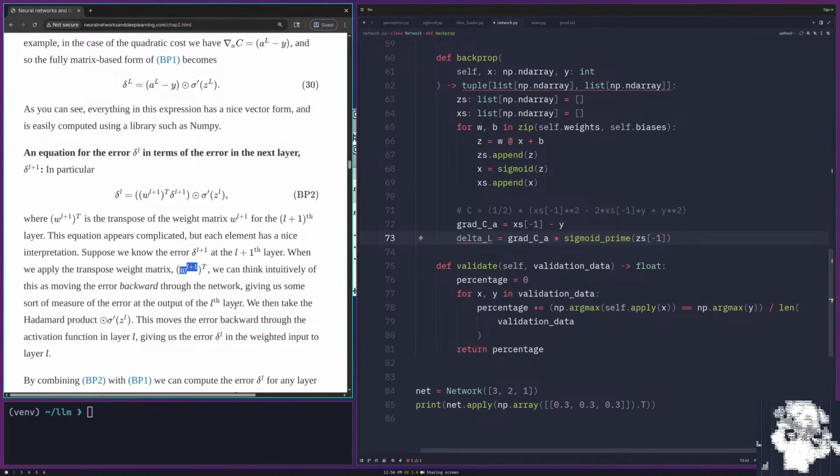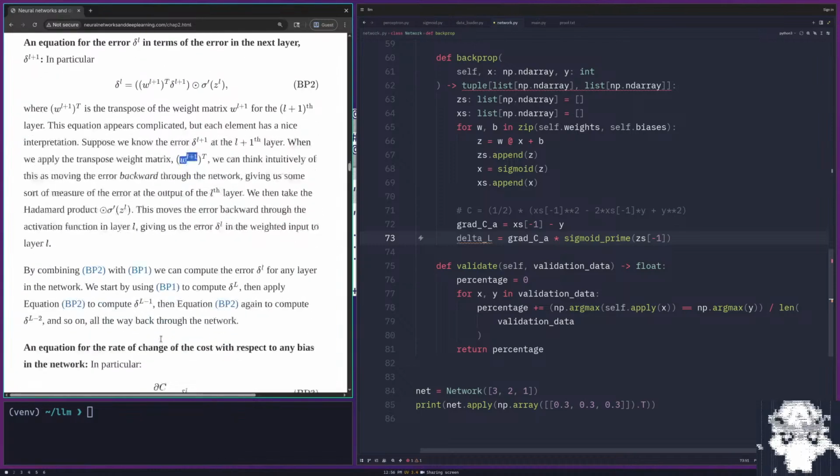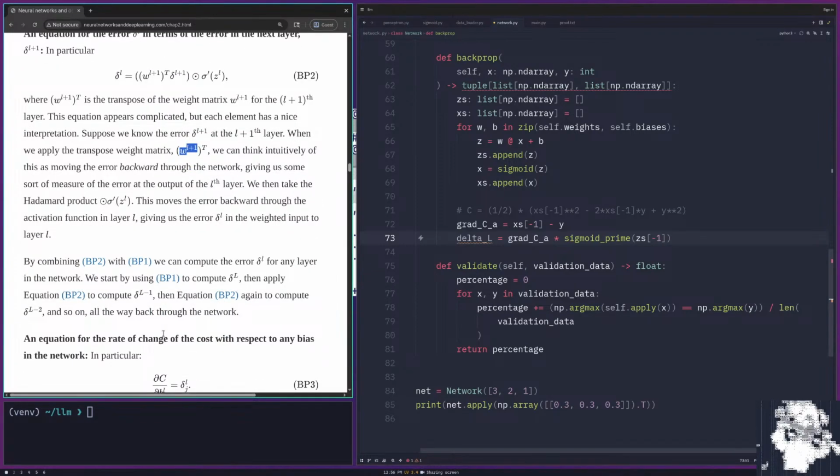We then take the Hadamard product with sigmoid prime of Z of this layer. This moves the error backwards through the activation function in layer L, giving us the error delta L in the weighted input to layer L. By combining BP2 with BP1, we can compute the error delta L for any layer of the network.